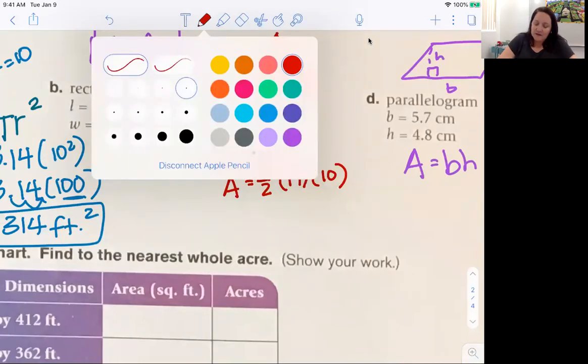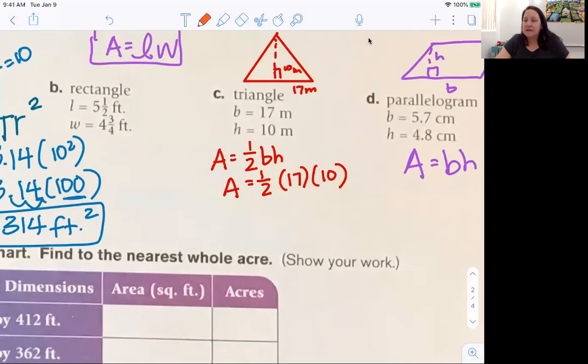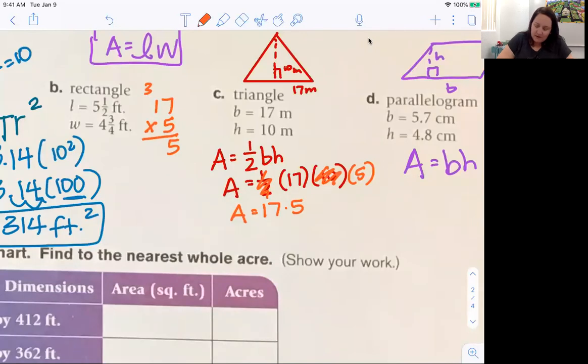What would be easier to take half of? 17 or 10? 10. What is half of 10? 5. So my updated problem is 17 times 5. And I'll come over here and work it out, and you can work it out too. Remember, math's not a spectator sport. You got to work. 85. So area equals 85 what? Square meters, because it's area. Awesome possum. You guys are doing such an amazing job.